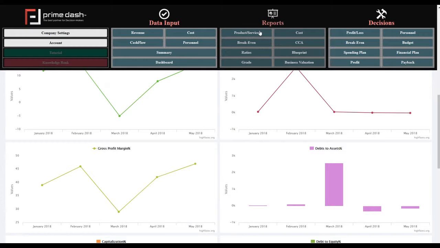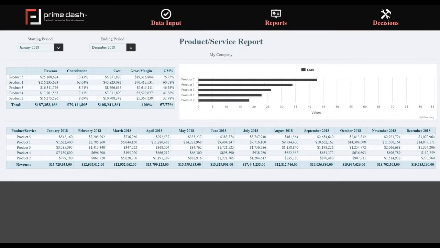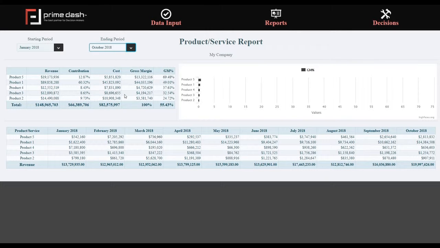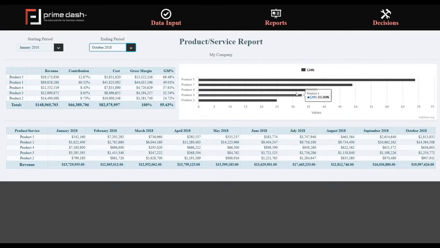Product and service report. This report will give an instant overview of your best performing products and services. By simply inputting the detailed quantities and prices for the products and services you're offering in revenue under data input, Prime Dash will give you for all the given periods the total amount sold for each product or service, and the sales contribution for each product or service relative to the total sales. Even better, Prime Dash will automatically sort the total revenue amount for each product or service starting from the largest to the smallest.